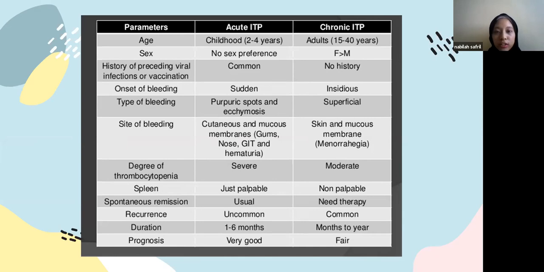And the duration of thrombocytopenia in acute ITP can be from 1 to 6 months, but in chronic ITP, because it's chronic, it can occur from months to years. Not just up to 1 year. It can go on for 2 years, 3 years, 4 years, and so on. Yes, from months to years. The prognosis is very good in acute ITP, but in chronic ITP, the prognosis is fair.